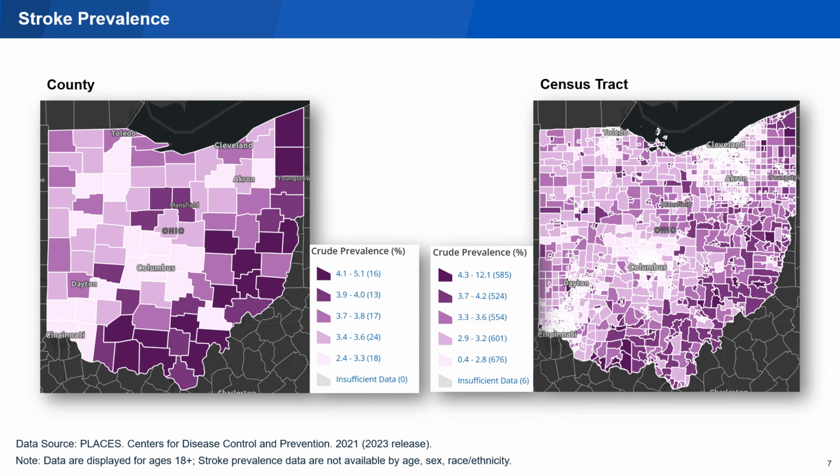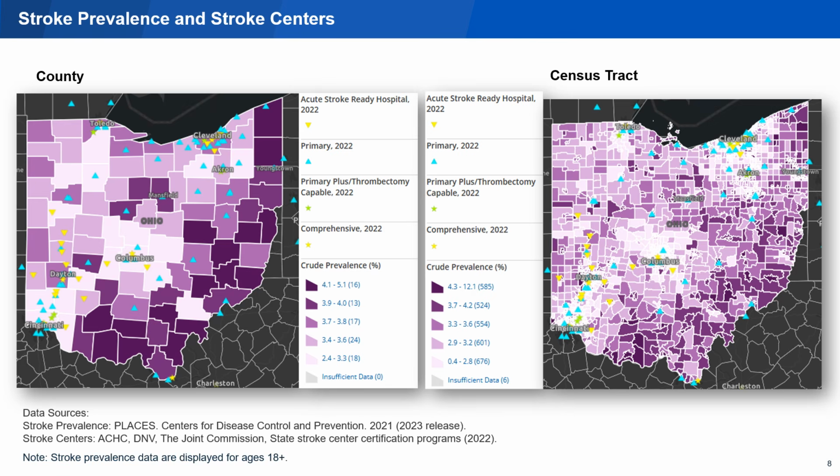It could also be useful to map stroke prevalence as shown here. Comparing county-level and census tract-level stroke prevalence can help identify more specifically which areas have the highest and lowest stroke burden. In this example, we see that there is higher stroke prevalence in the eastern and southeastern regions of the state. You can easily overlay the locations of stroke centers when using the Atlas.